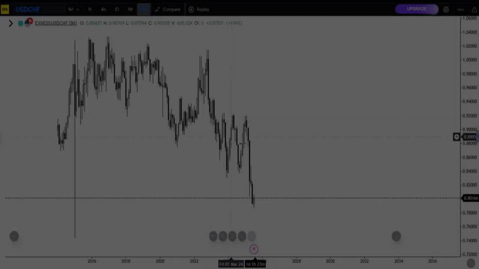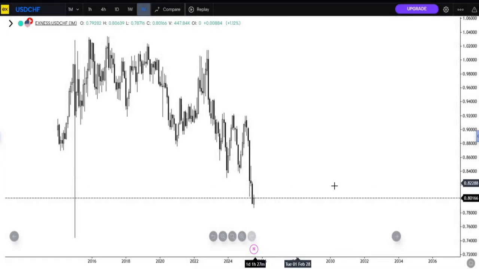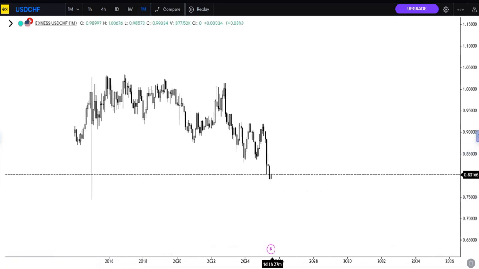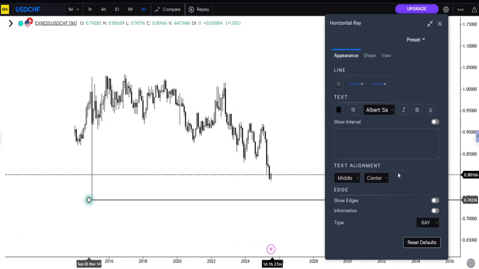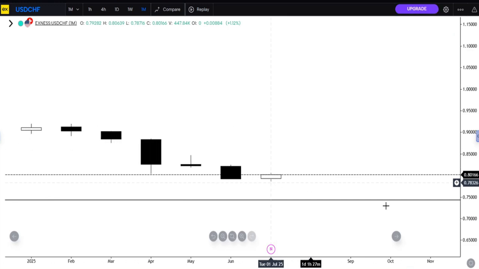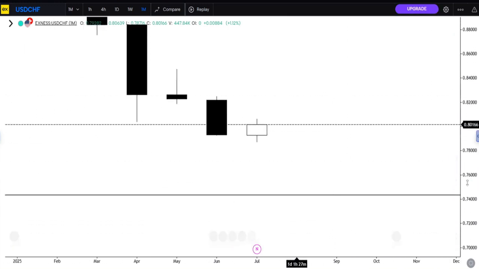Open on USD Chief. Let's move to the monthly. I think it's targeting this wick down here, which is sell side liquidity. This will be sell side liquidity right there. Okay, then let's zoom in.